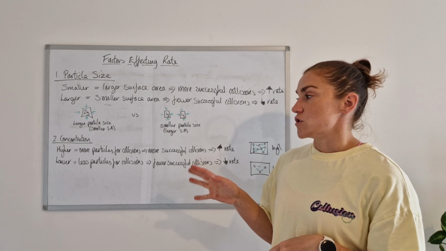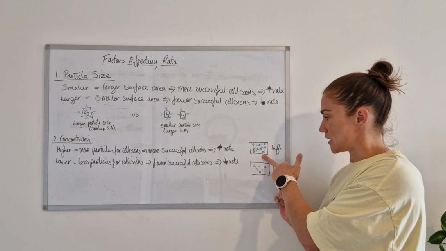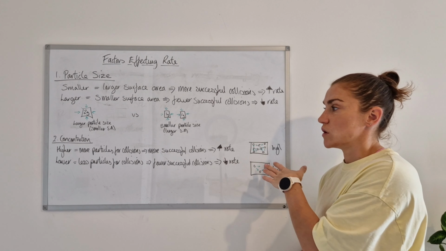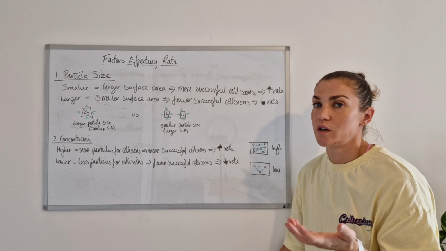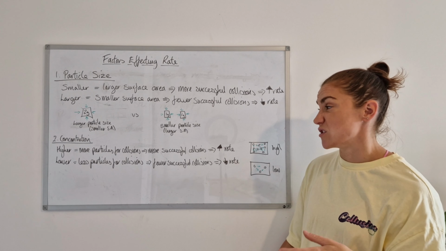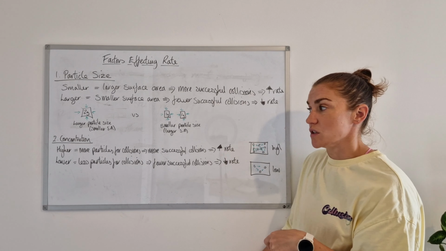For concentration, if you have a higher concentration, it would be like this diagram here, you've got more particles in a given volume. If you have more particles, you'll have more collisions occurring, which means you're going to have more successful ones just because you've got more happening. So that's going to increase the rate.